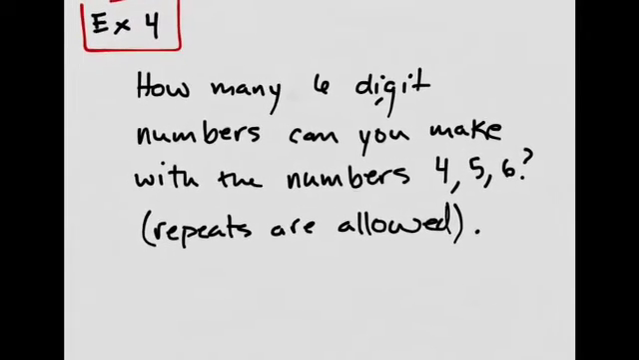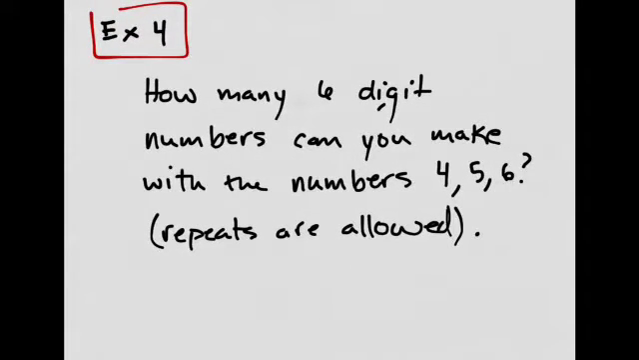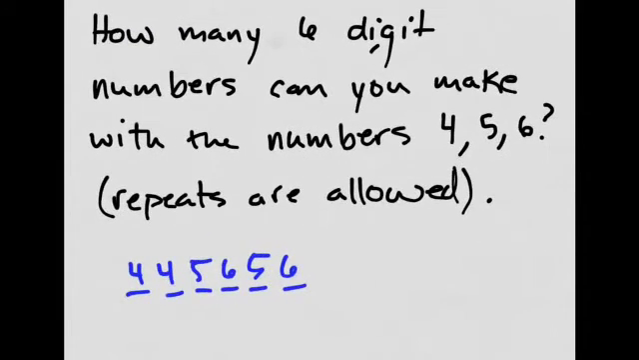How many 6-digit numbers can you make with the numbers 4, 5, and 6? Repeats are allowed. What does that mean? Well, let's make an outcome. What is one single outcome? It's a 6-digit number. So that would mean I have like 4, 4, 5, 6, 5, 6. That's one number. I have 1, 2, 3, 4, 5, 6 digits.